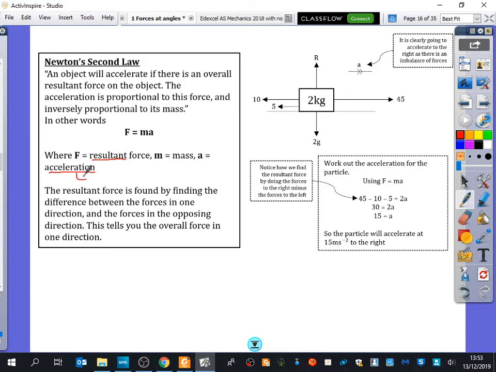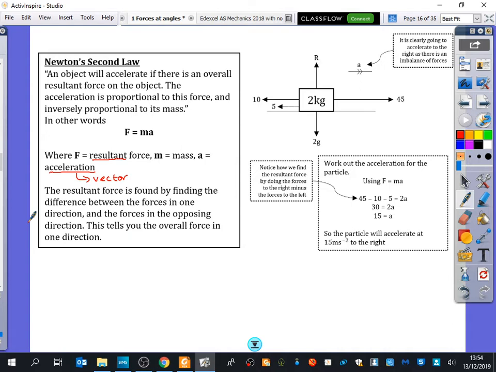Because it's acceleration here, acceleration is a vector quantity. And when I say vector, it's either going to be positive or negative, referring to the direction that it's going in. The resultant force, here we are breaking this down a bit more. The resultant force is found by finding the difference between the forces in one direction and the forces in the opposing direction. This tells you the overall force in one direction.